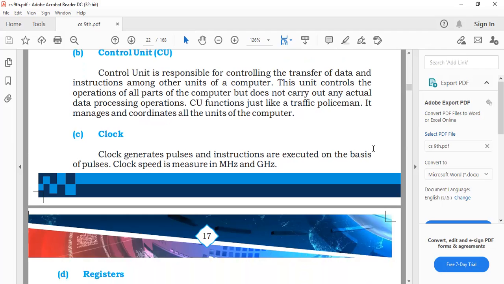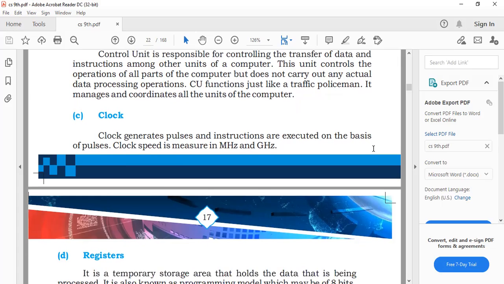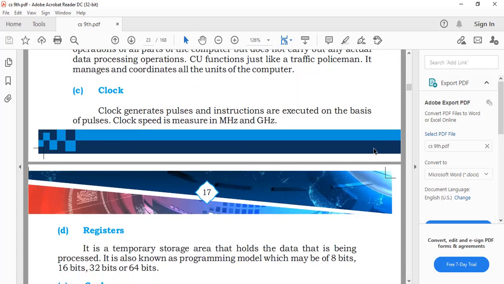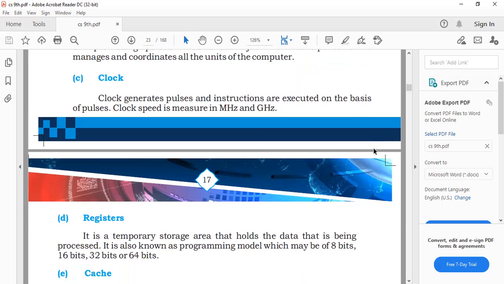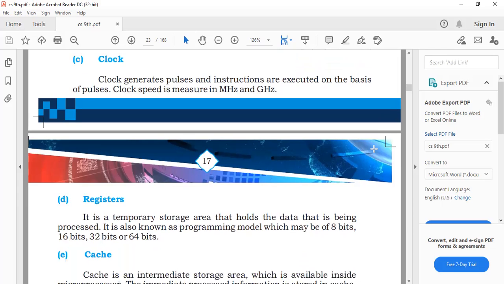You can imagine what a traffic policeman's function is and why he is there, and then apply it to the computer, and you will get the image of what it means. And then there is the clock. The clock generates pulses, and the instructions are executed, meaning the commands are given, on the basis of the pulses. Clock speed is measured in MHz and GHz.